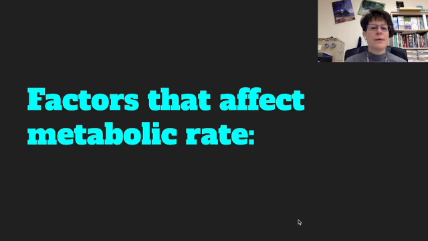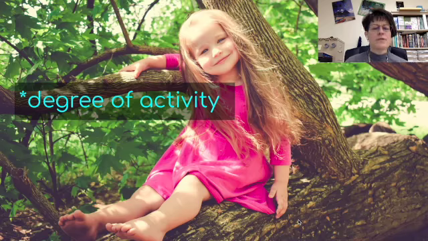So, factors that affect metabolic rates, and remember that metabolism is the chemical reactions taking place in an organism. There are many factors that can affect this. The first is degree of activity. The more active an organism is, the faster their metabolism will be, the faster the chemical reactions taking place, because they need more energy for their activity level. In humans, young children tend to have a faster metabolism because they're much more active than older people.